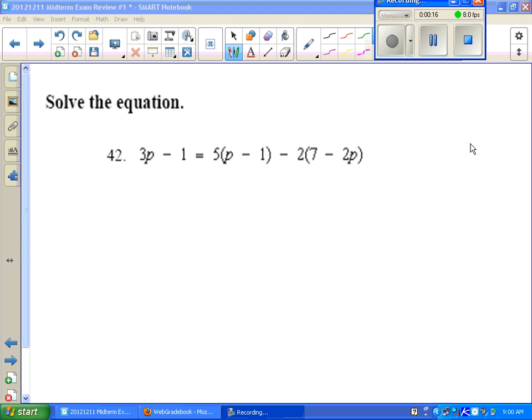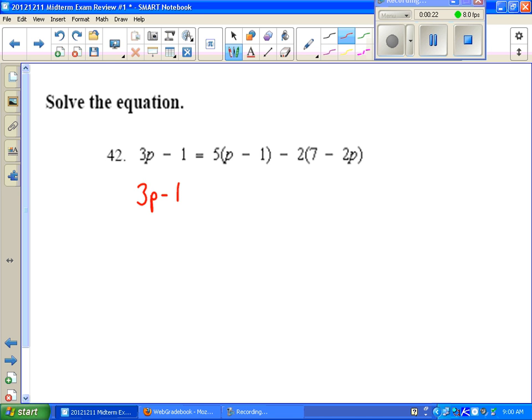What we need to do is simplify both sides. 3p minus 1 is already simplified since we can't do anything else to that. But in order to simplify that right side, we can distribute into both of these sets of parentheses. 5 times p will be 5p, and 5 times negative 1 will be a minus 5 or negative 5. Negative 2 times 7 will be minus 14, and negative 2 times negative 2p is a positive 4p.